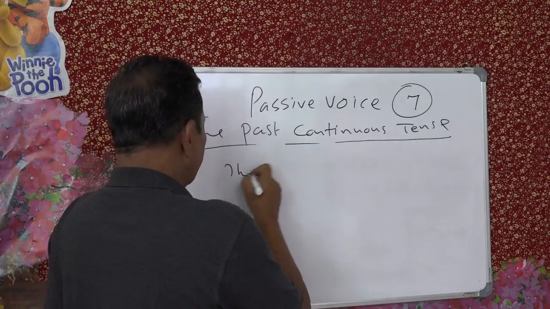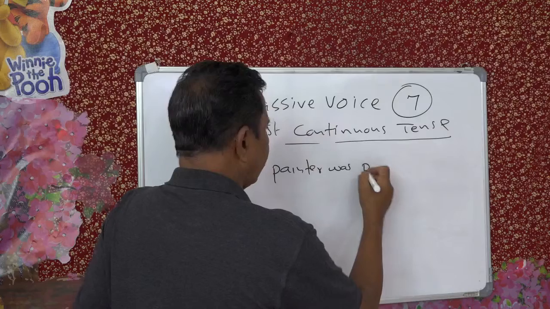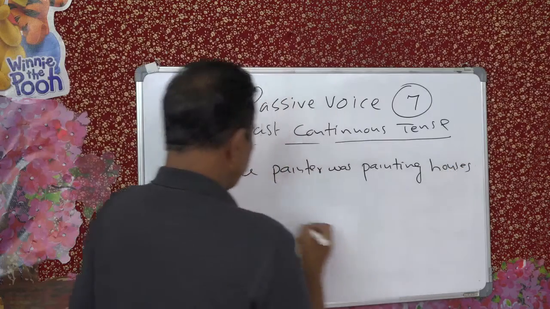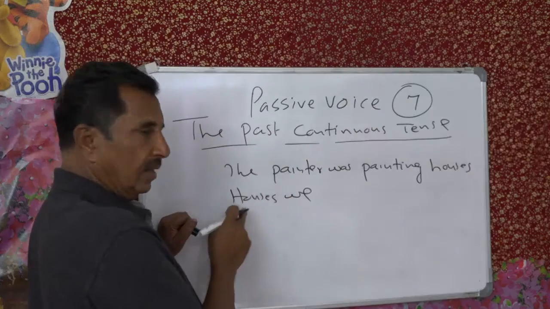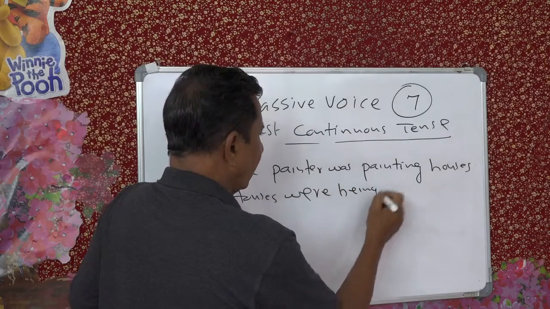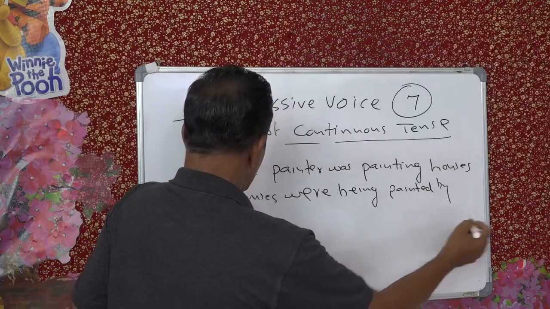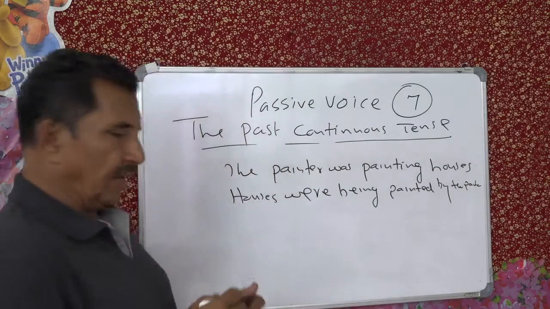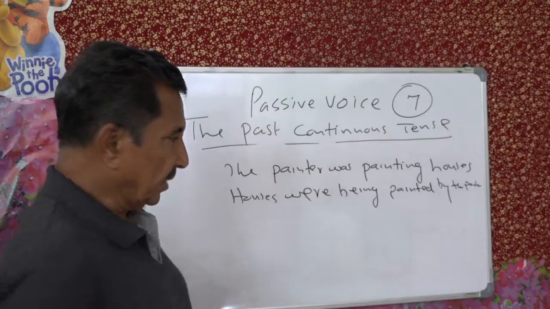The painter was painting houses. So the passive will be: houses were being painted, past participle of the given verb, by the painter, because houses is plural and therefore we use were. So you saw both was and were. See this. Now what's our next step? To find out the double of this.